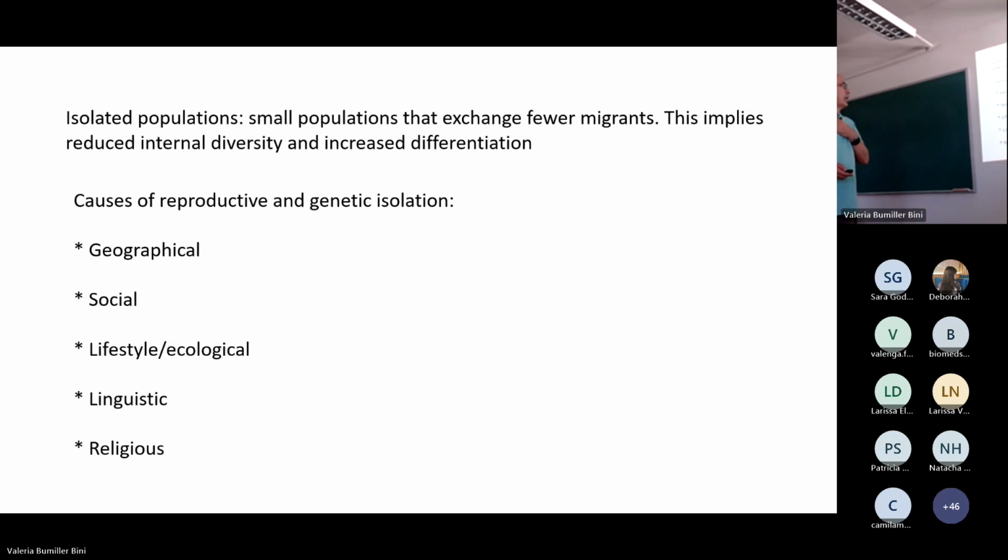Now, isolated populations. These are small populations that exchange fewer migrants. And so this leads to reduced internal diversity and increased differentiation from other populations.